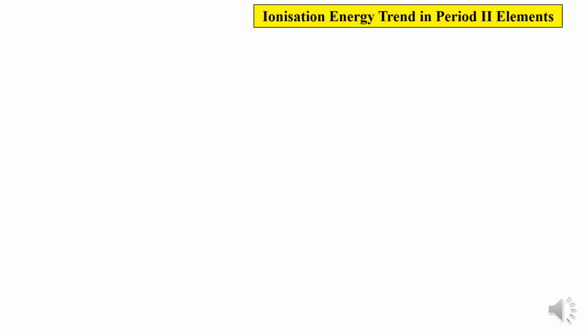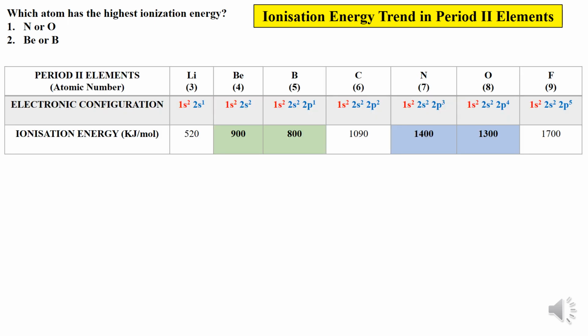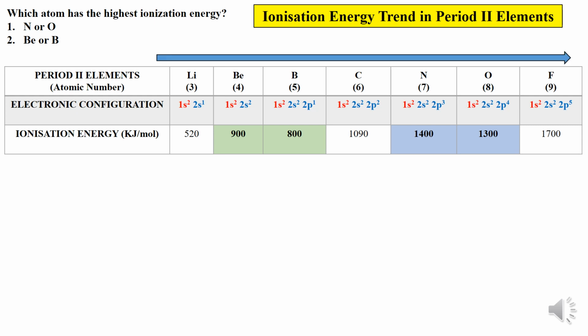Now moving on to the ionization energy trend in period 2 elements. Which atom has the highest ionization energy? Nitrogen or oxygen, beryllium or boron? When you observe the period 2 elements, if you go by the trend, the ionization energy increases across a period, as you move from left to right of the periodic table. But there are some exceptions.